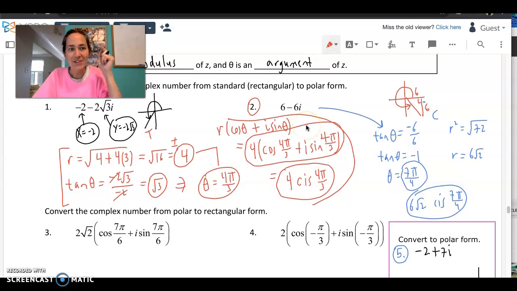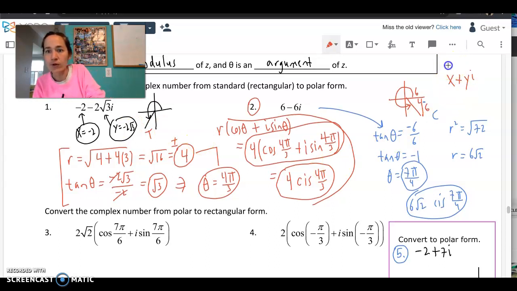Hey, welcome back. I just wanted to take a little time to finish introducing this whole new format of, instead of me giving you an ordered pair for a complex number, we're using this x plus yi form instead. X plus yi has a real part and an imaginary part, and it can be converted. And what we've been trying to do in number 1 and 2 is convert it to r cosine of theta plus i sine of theta.